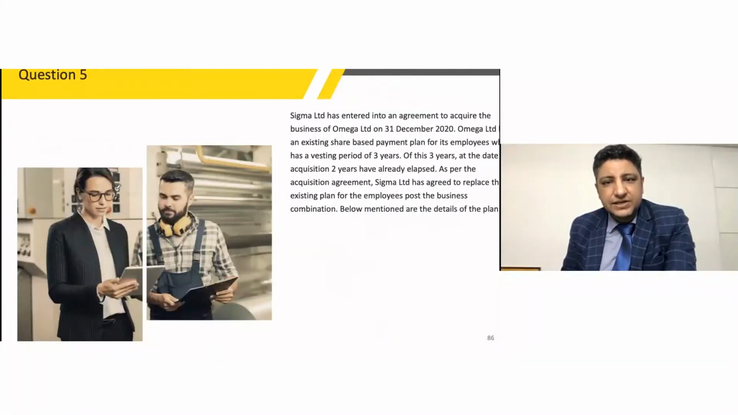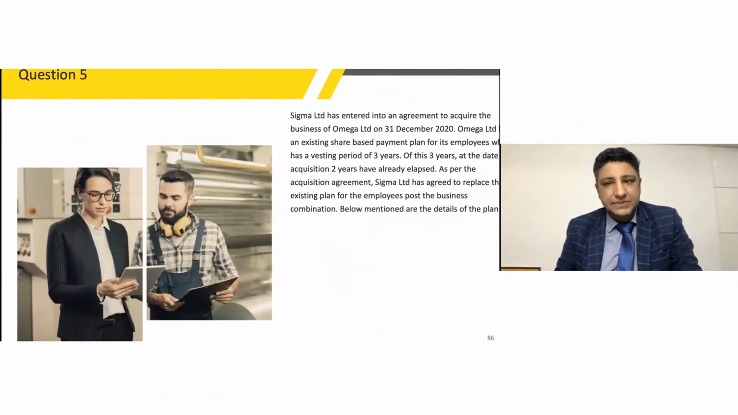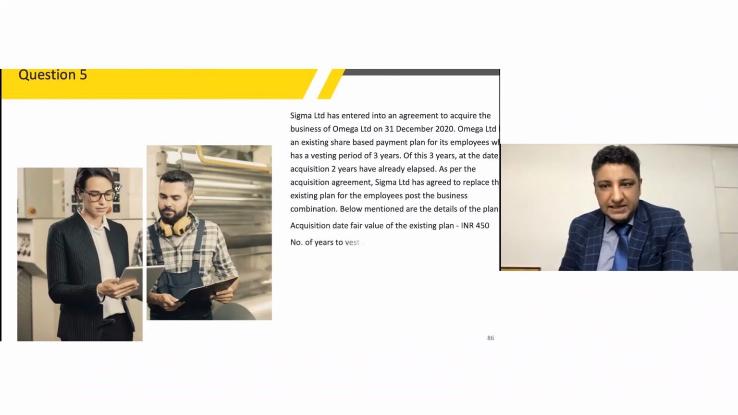Let's have a look at this question. It says that Sigma Limited has entered into an agreement to acquire the business of Omega Limited on 31st of December 2020. Omega Limited has an existing share-based payment plan for its employees, which has a vesting period of 3 years. Of this 3 years, at the date of acquisition, 2 years have already elapsed. Now, as per the acquisition agreement, Sigma Limited has agreed to replace the existing plan for the employees post the business combination. Below are the details of the plans.